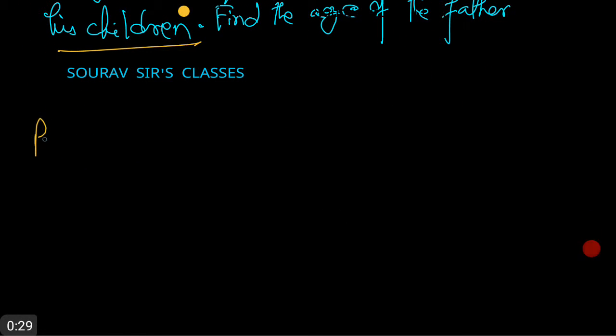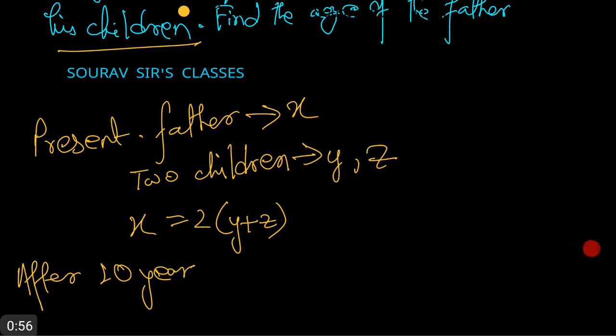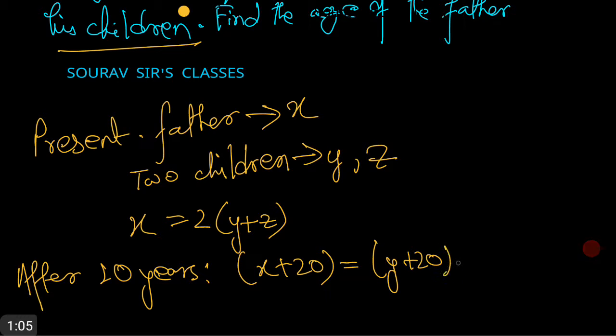Let the present age of father be x and the two children be y and z respectively. Now by given condition we have the present x equals 2 into (y plus z), that is the present condition. Now after 20 years we have the condition such that x plus 20 equals y plus 20 plus z plus 20.